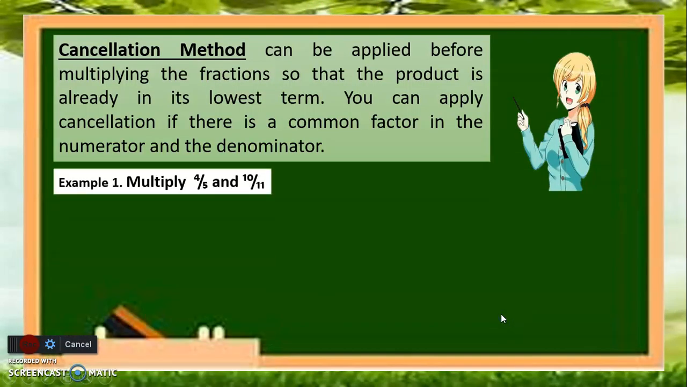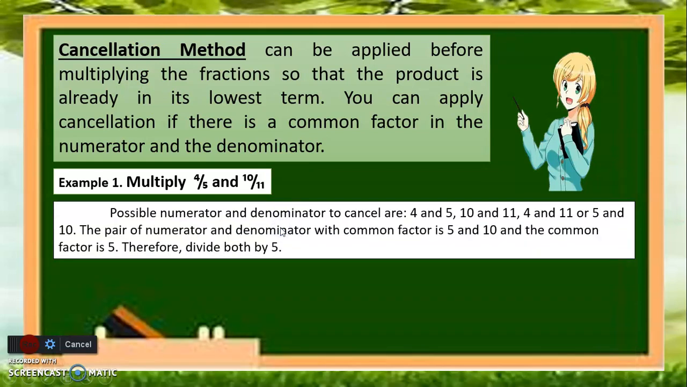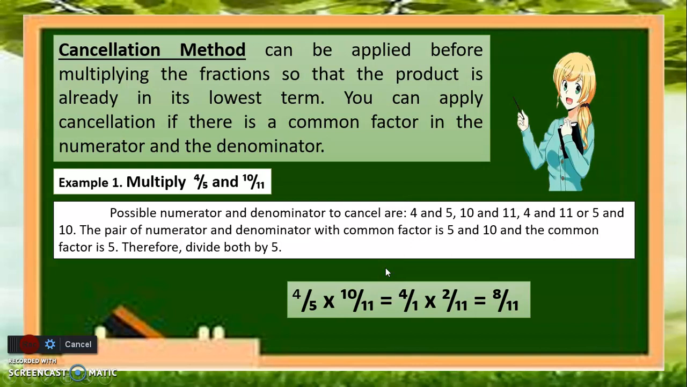The cancellation method can be applied before multiplying the fractions so that the product is already in its lowest term. You can apply cancellation if there is a common factor in the numerator and the denominator. For example, multiply 4/5 and 10 over 11. Possible numerator and denominator to cancel are 4 and 5, 10 and 11, 4 and 11, or 5 and 10. But the pair of numerator and denominator with a common factor is 5 and 10, and the common factor is 5. Therefore, we divide both by 5.